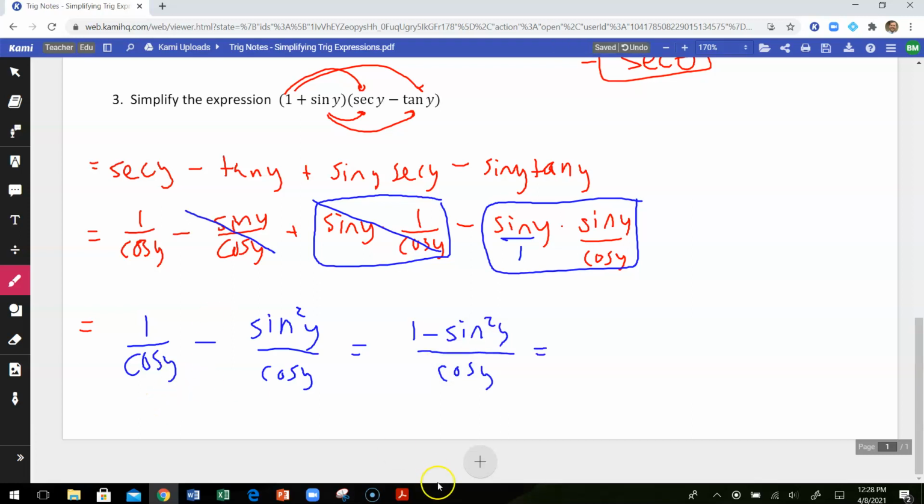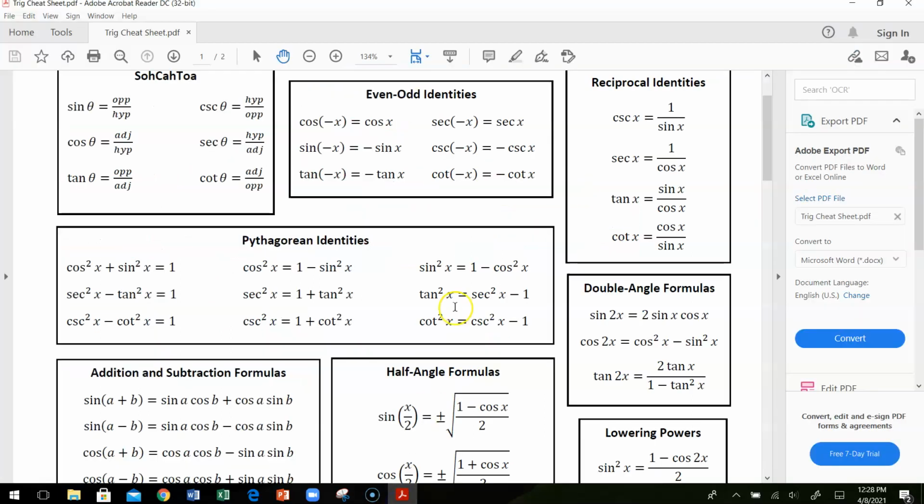And then again, be on the lookout for identities. So I mentioned this, and we've used this cosine squared plus sine squared equals 1, but we can manipulate that expression or that equation to give us some things that we want to look for. So if I were to subtract the sine squared over, I would get this. Cosine squared equals 1 minus sine squared. Likewise, sine squared is 1 minus cosine squared. So there's a lot of different ways to manipulate that identity.